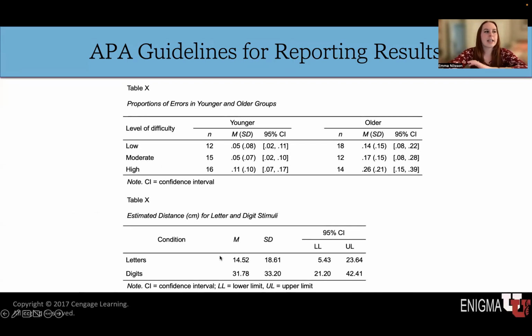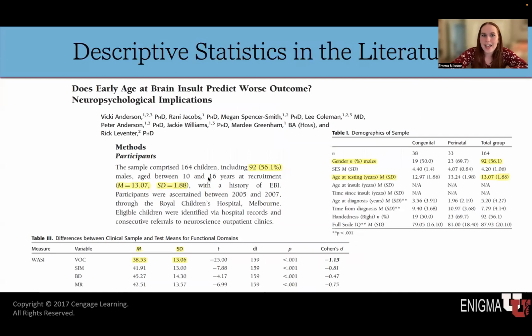Here's an example of a good standard way to report descriptive statistics of a sample. You can take a screenshot of this and come back and reference it. We'll talk about how to report results by APA guidelines more in the next couple lectures, but here's just a reference for you. And one more reference of how you would report your statistics in a table, and then how you would talk about them in the text.